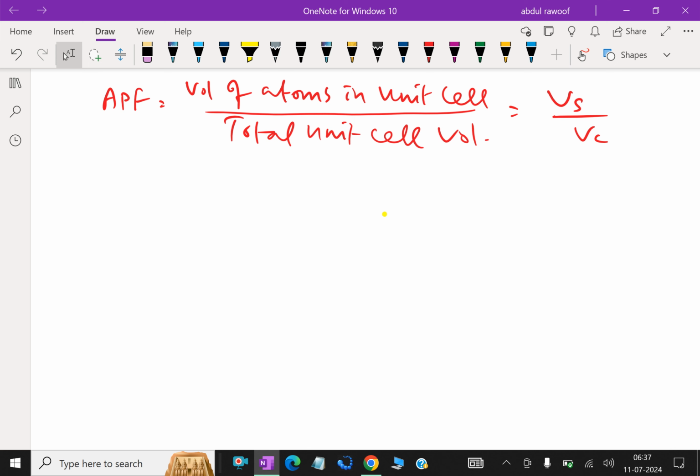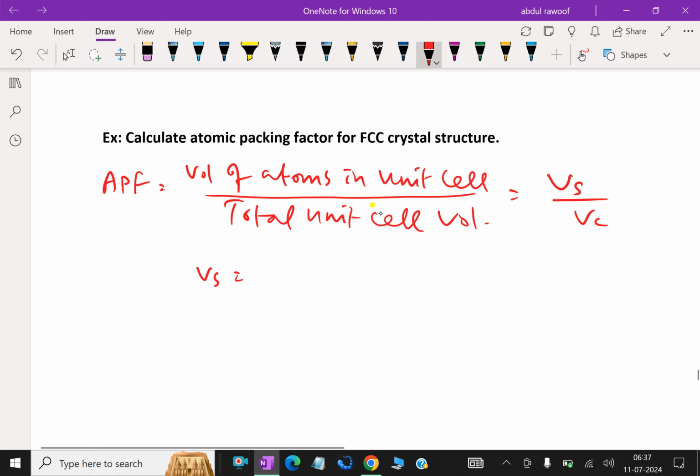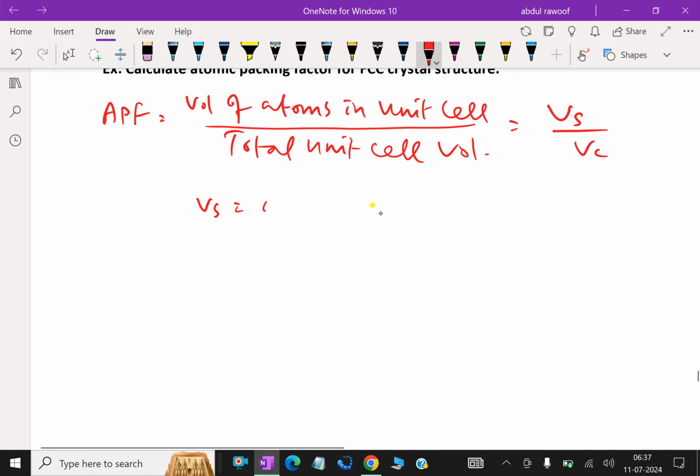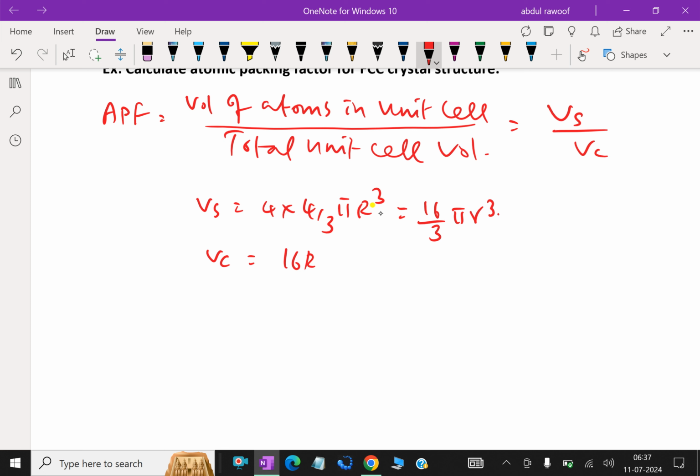Then Vs equals 4 times 4 by 3 pi r cubed, the volume of a sphere. 4 atoms are there, therefore 16 by 3 pi r cubed. Then Vc, the unit cell volume, for FCC equals 16 root 2 r cubed.